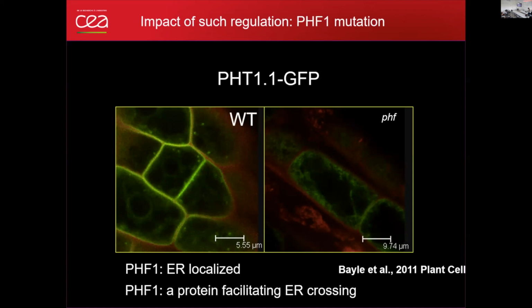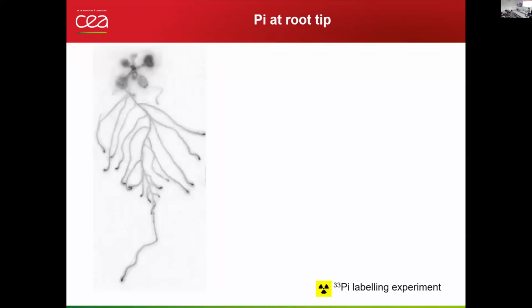And we use these tricks for a little project I will present to you. Because when you are introducing phosphate, this is a radioactive solution provided to plants, you see that the root tips are highly labeled. It's quite obvious.